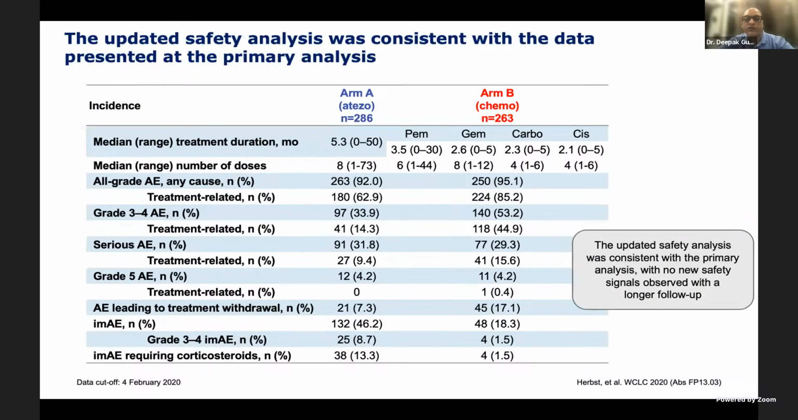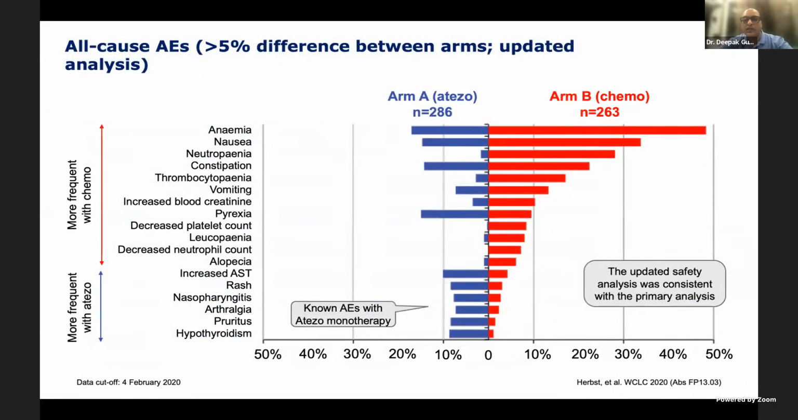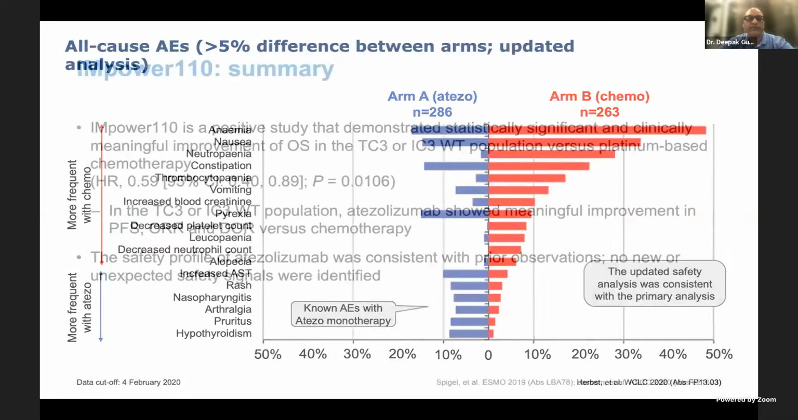And the updated safety analysis was also consistent with the data presented at primary analysis. Grade 3 or 4 toxicities were significantly more with chemotherapy, and serious treatment-related adverse events were also more with chemotherapy as compared to atezolizumab single agent. In this chart, you can see that most of the toxicity like anemia, nausea, myelosuppression, vomiting were more common with chemotherapy, while immune-mediated effects like rash, arthralgia, pruritus, and hypothyroidism were more common with atezolizumab.